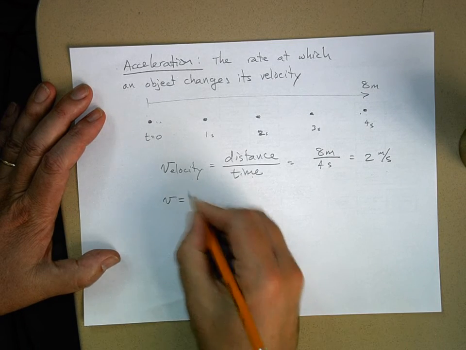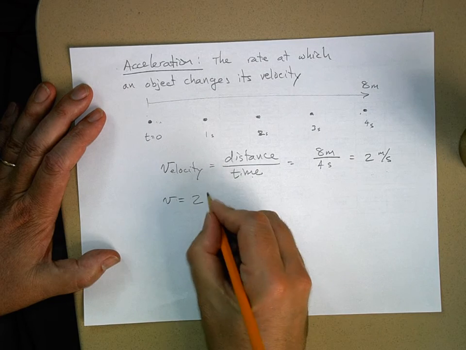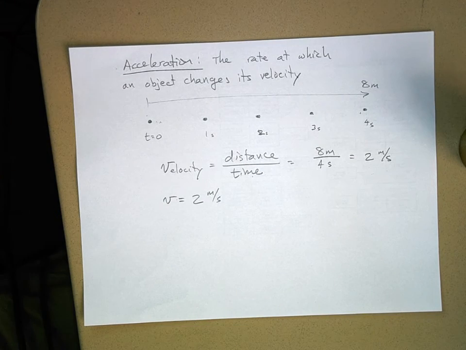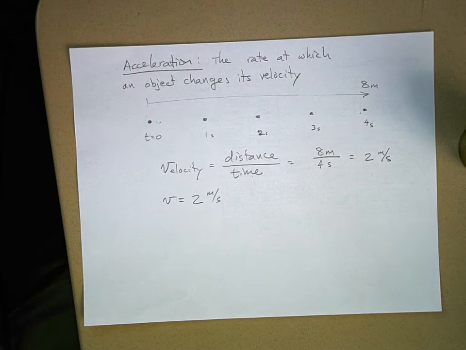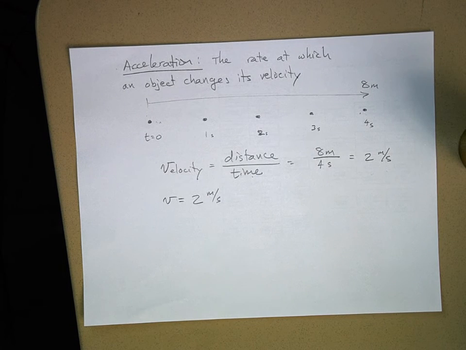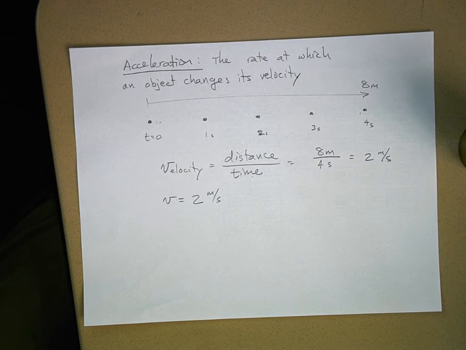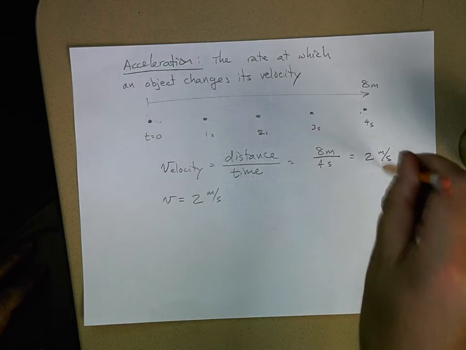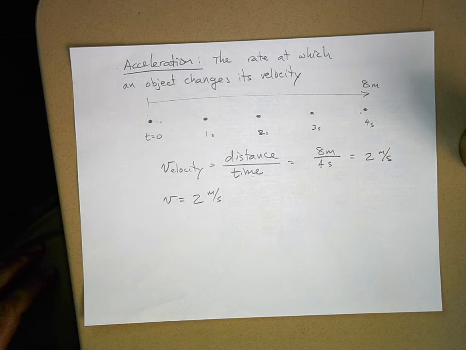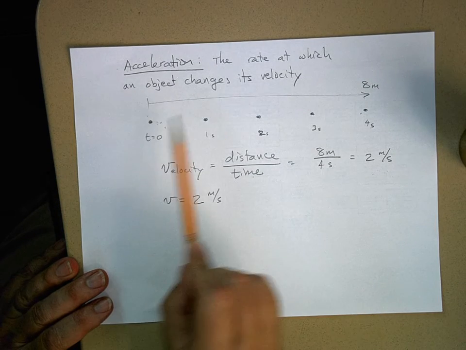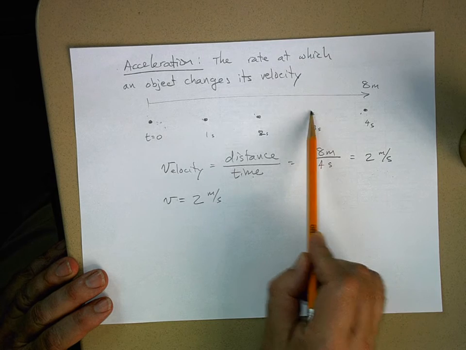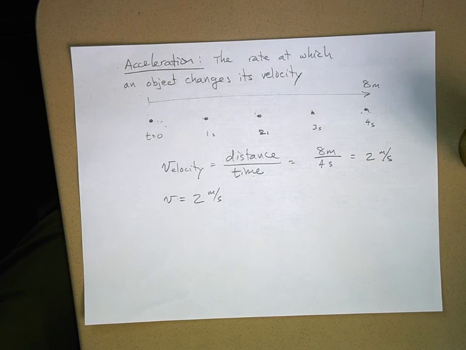So the velocity v equals 2 meters per second. Well, what is acceleration? Acceleration is the rate at which I increase this. Now this person right here is just going 2 meters, 2 meters, 2 meters, 2 meters. They're moving with a constant velocity.